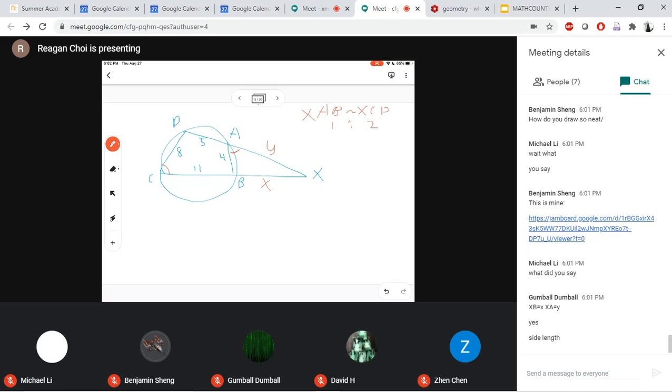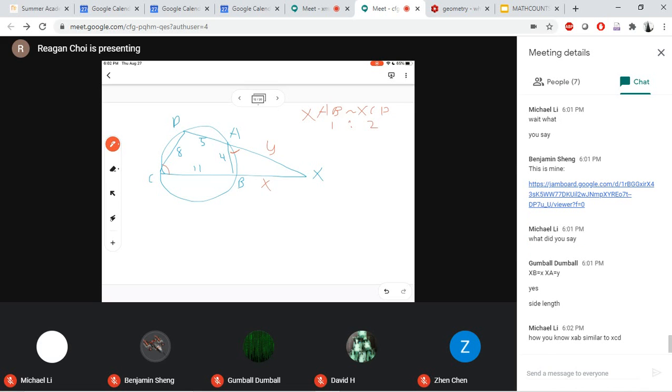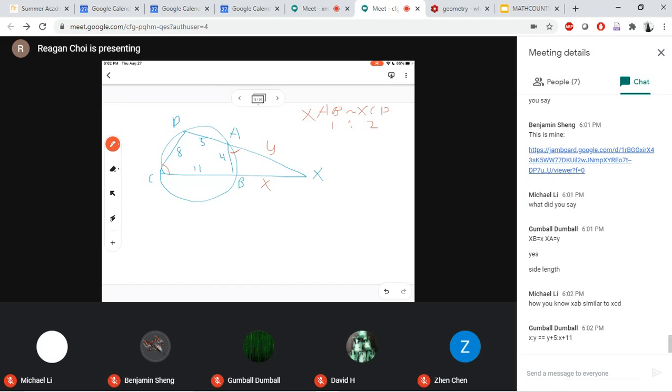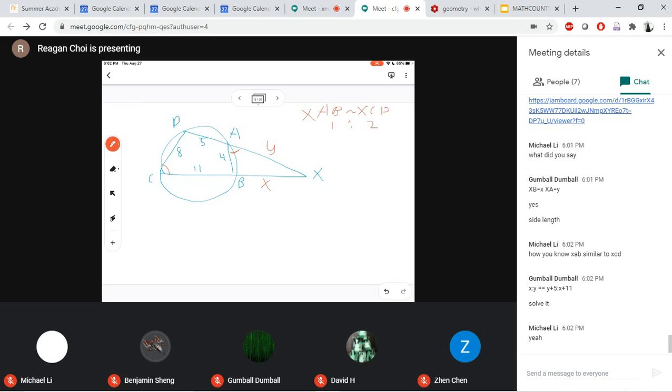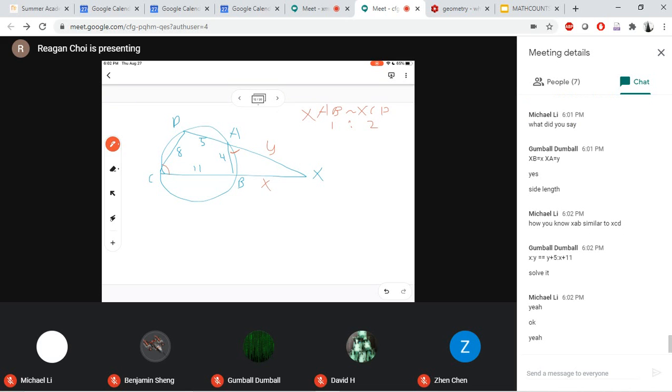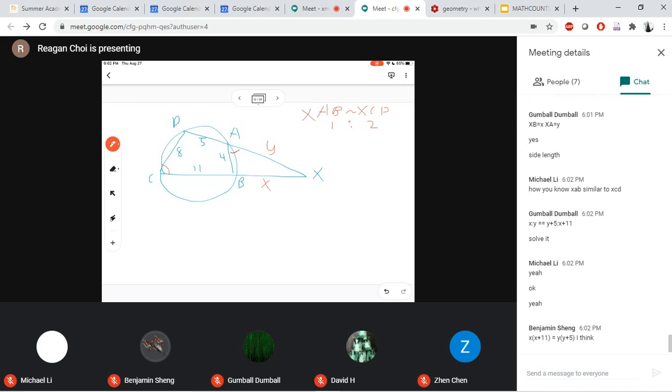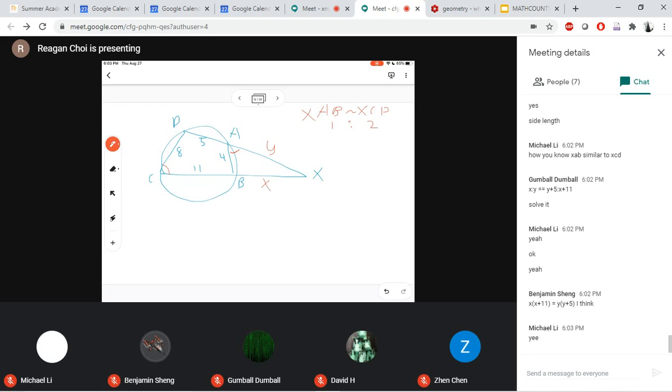Side length is not very specific. Yeah, I guess. XAB is similar to XCD. Do you see how the red angles are equal? Because opposite angles in a quadrilateral add to 180. And then XAB is 180 minus BAD, which is equal to BCD. And then obviously angle X equals angle X. So yeah, I see both equations here. Feel free to continue asking if you need to.